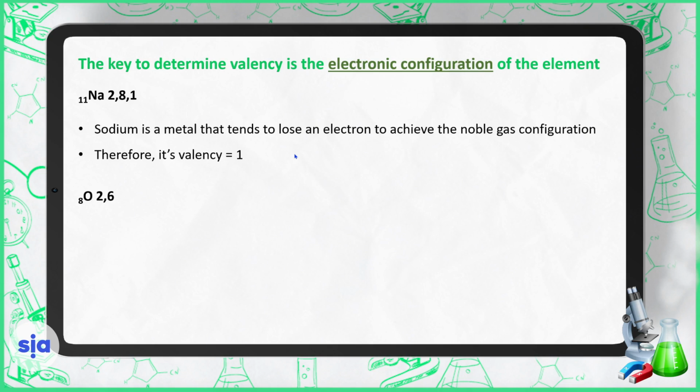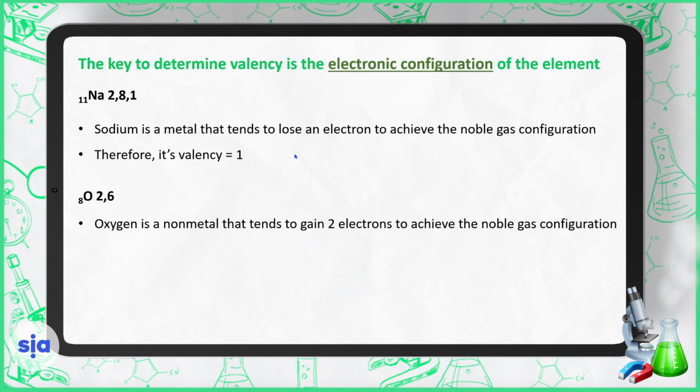Oxygen, it's a non-metal, 8 electrons, 2 and 6. It gains 2 electrons to achieve the noble gas configuration. Therefore, its valency is equal to 2. What is the noble gas configuration? It's filling or completing the outer energy level until it has 8 electrons.